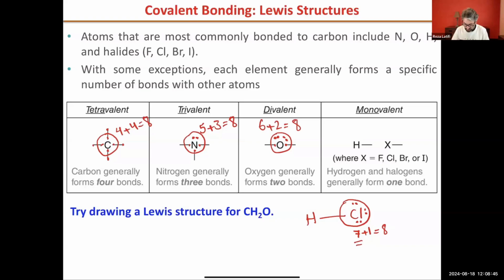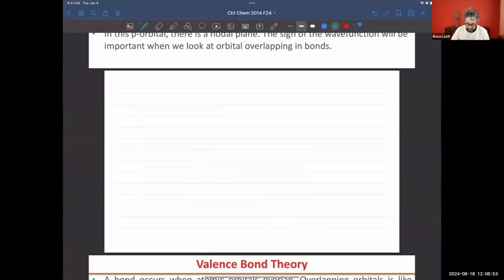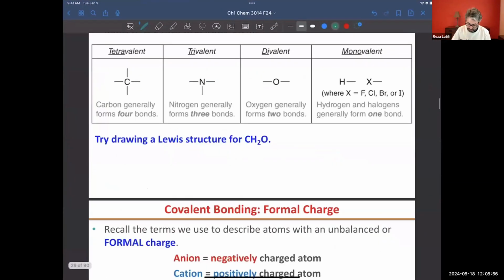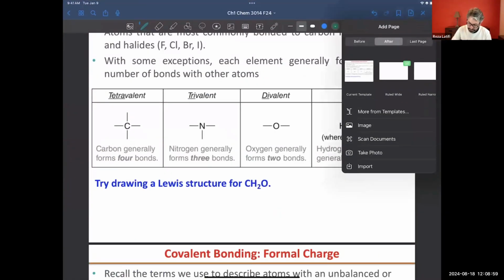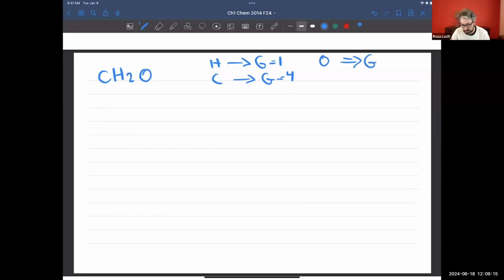Okay. There's an example here. It says CH2O. Get the Lewis structure for it. So let's go after it. Okay. So the example that we have will be this: CH2O, hydrogen group 1, carbon group 4, and oxygen group 6.